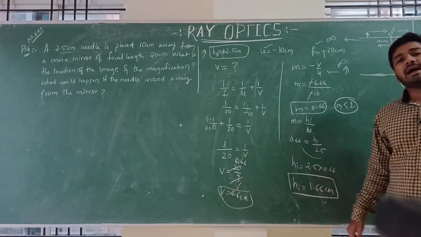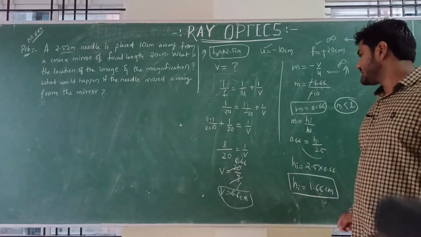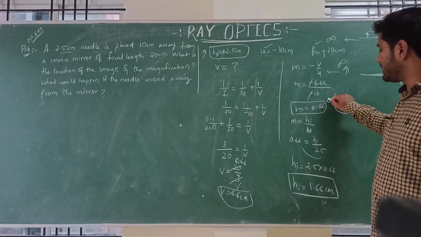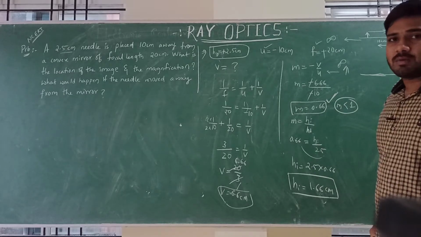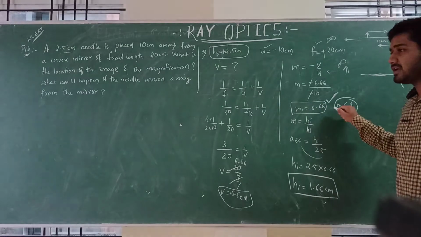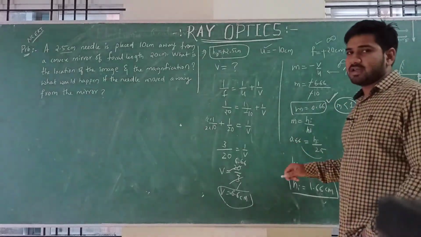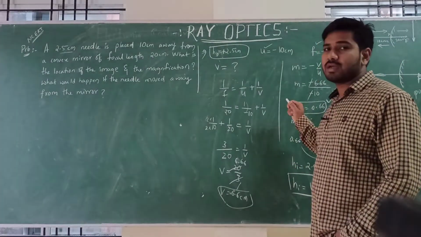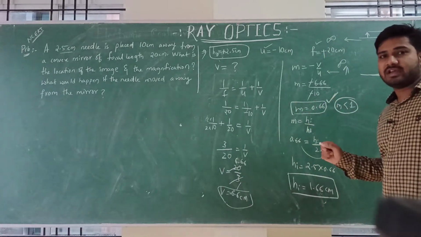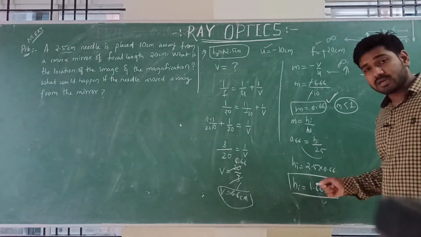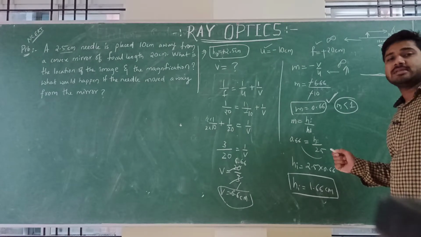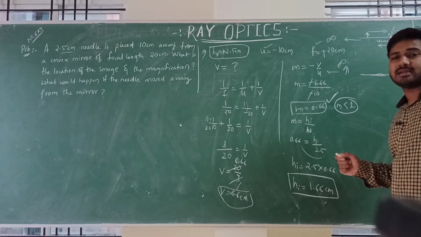So finally, the height of the image will be 1.66 centimeter. From here we can make a conclusion, because this value of linear magnification m is less than 1. So finally, what can we conclude here? Because the value of linear magnification is less than 1, we can conclude that image height is less than object height.